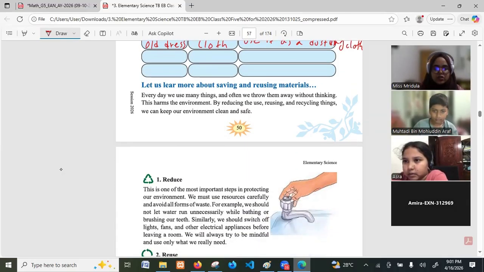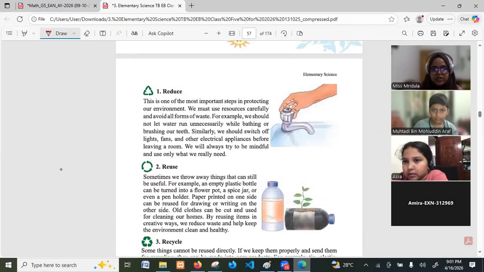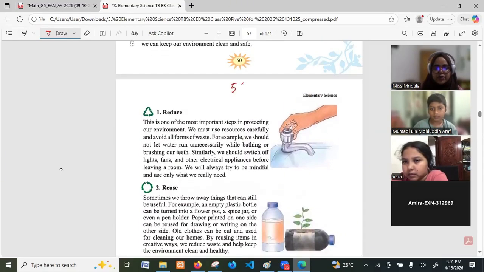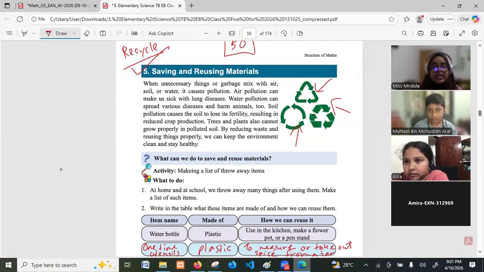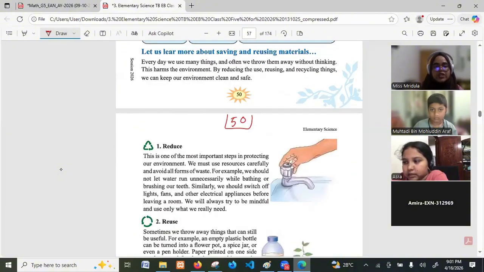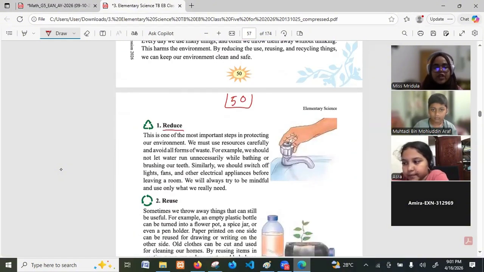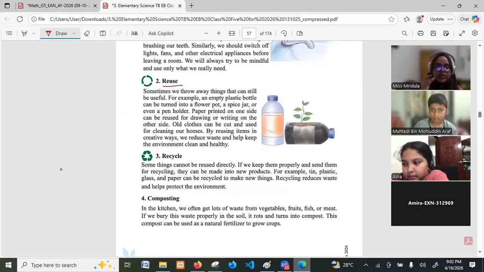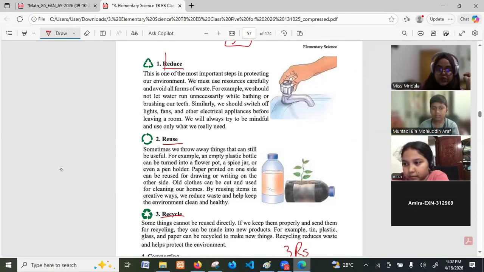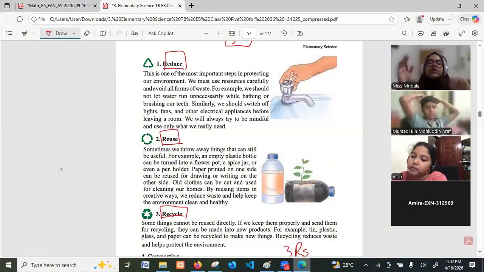I want to finish this chapter, so let's go to the next page of ours, page 50. See, the three symbols I was talking about mean three different things. This triangular thing means reduce, the circular thing means reuse, and this thing that is going from one way to another, kind of in between the circle and the triangle, means recycle. So we have three R's: reduce, reuse, and recycle. These are three different things.